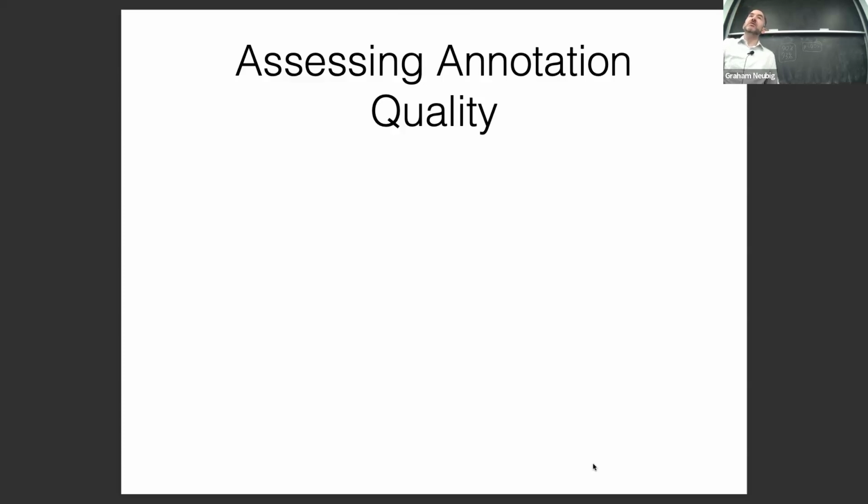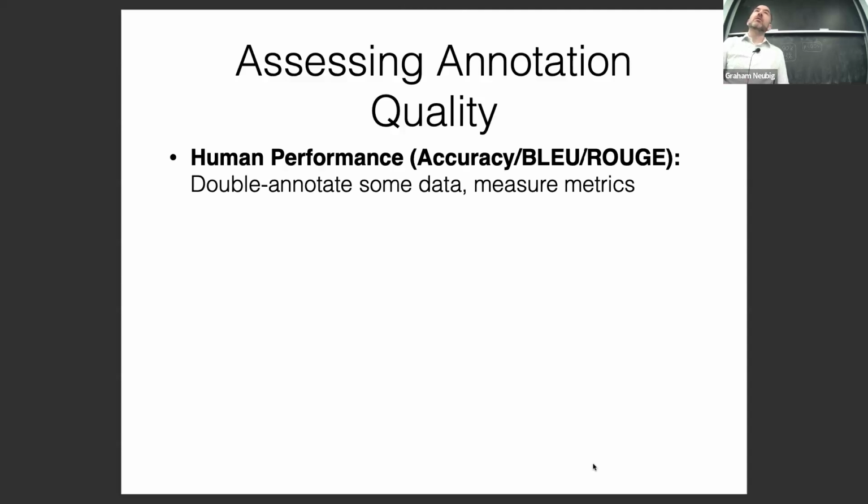Next is assessing annotation quality. One of my favorite ways to do this is assess human performance. The way we do this is you double annotate some data, and then you measure whatever metric you want to measure for machines, just with respect to human agreement. For translation, if you're using BLEU score or chrF score or something like this, then you would want to use this for assessment of the outputs. The advantage of doing this is that you get a human quality score, and the human quality score is directly comparable to the machine quality score.